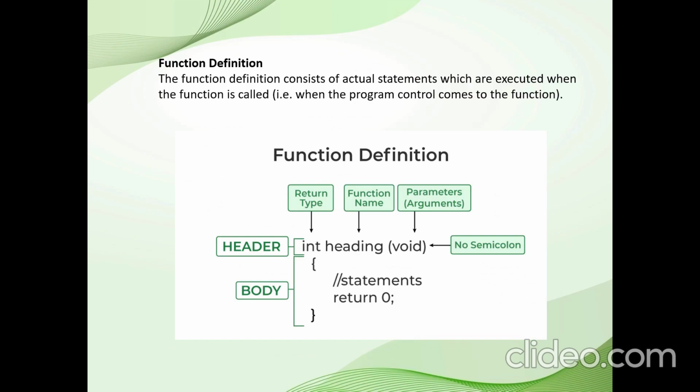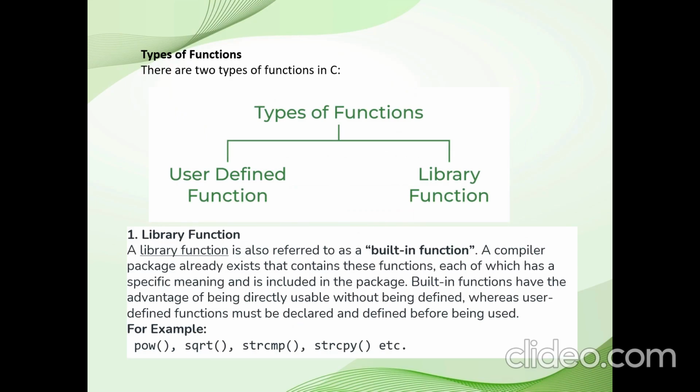Function definition consists of the actual statements which are executed when the function is called. Here it is. In this we can easily understand. It indicates the return type, function name, and void is the parameter. In int main, void is the header, and the statements here are the body. And here we don't need to use the semicolon.